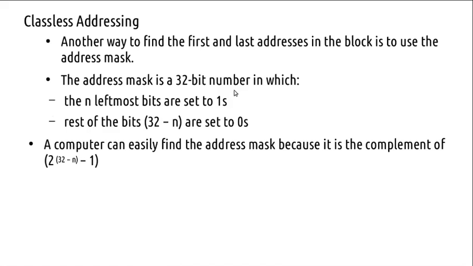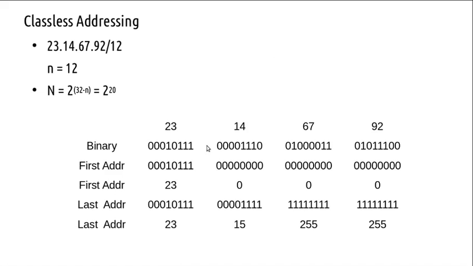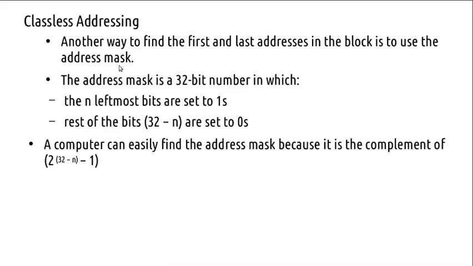Address mask is something where you set the leftmost n bits to 1 and the rest of the bits are set to zeros. So you can use the address mask to find out the address by AND, OR and NOT operations. So address mask is another way to find out the first and last address. Just understand that. Whichever method you're comfortable with, you can use that. This will be much more useful while doing problems. But on a PC this would be a much easier thing.